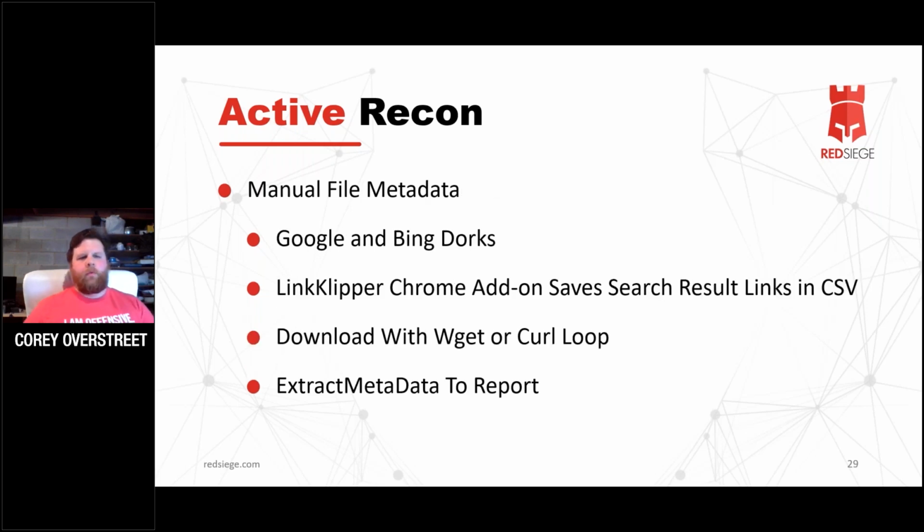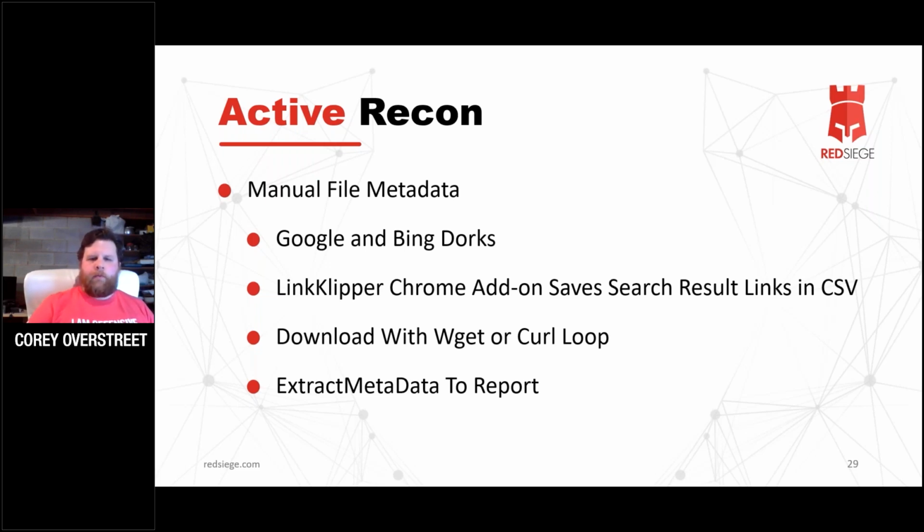And then I also use a manual approach. I use the tool Link Clipper. It's a Chrome add-on, and basically what you can do is save every URL link that you would find on a page. So I will go to Google or Bing, and I would use different search dorks to target the domain that I'm looking at, and then look for every kind of file type. So it'd be like filetype:PDF, .doc, .docx, that kind of thing.